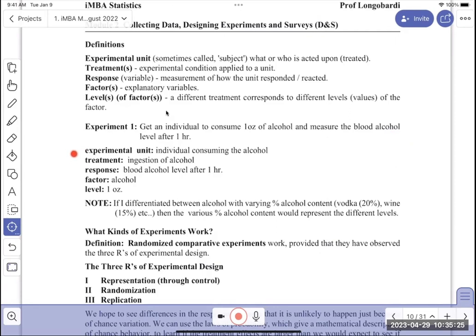So the unit is the individual person consuming the alcohol. The treatment is the alcohol. The response is a measure of the blood alcohol level after 1 hour. The factor is the alcohol, and the level is the amount of alcohol, 1 ounce. And I mentioned you could vary the level and have many levels of alcohol by varying the percentage of alcohol content. So you can create more treatments than just one.